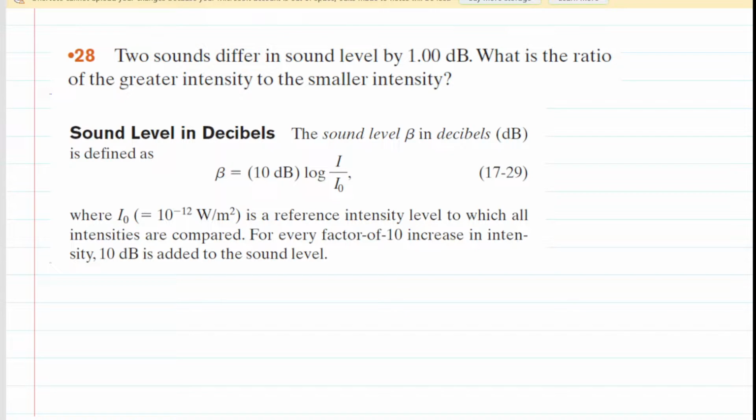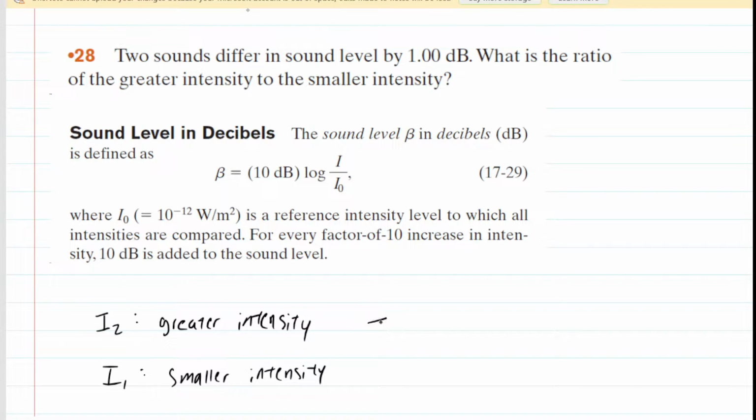Two sounds differ in sound level by 1 decibel. What is the ratio of the greater intensity to the smaller intensity? So what we'll do is we will let I2 be the sound with the greater intensity, and then we'll let I1 equal the sound with the smaller intensity. And so in effect, we're looking for the ratio I2 over I1. That's our big question right now.